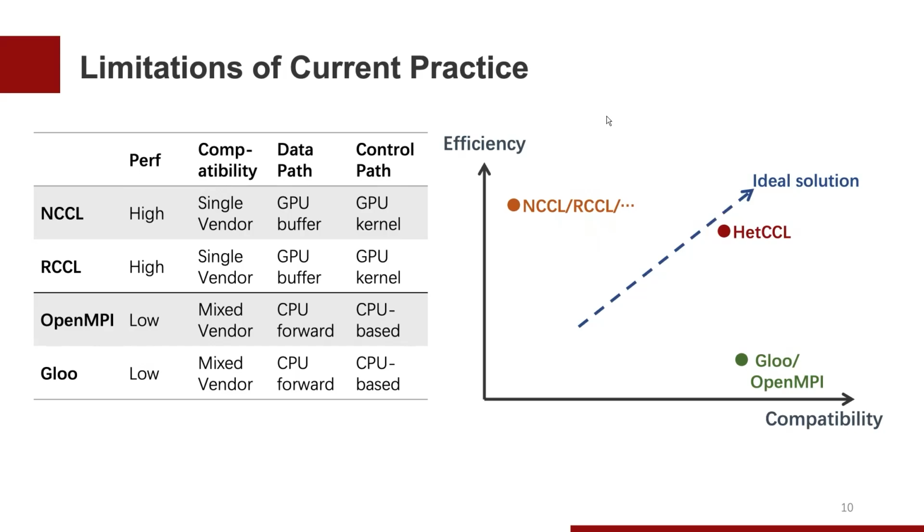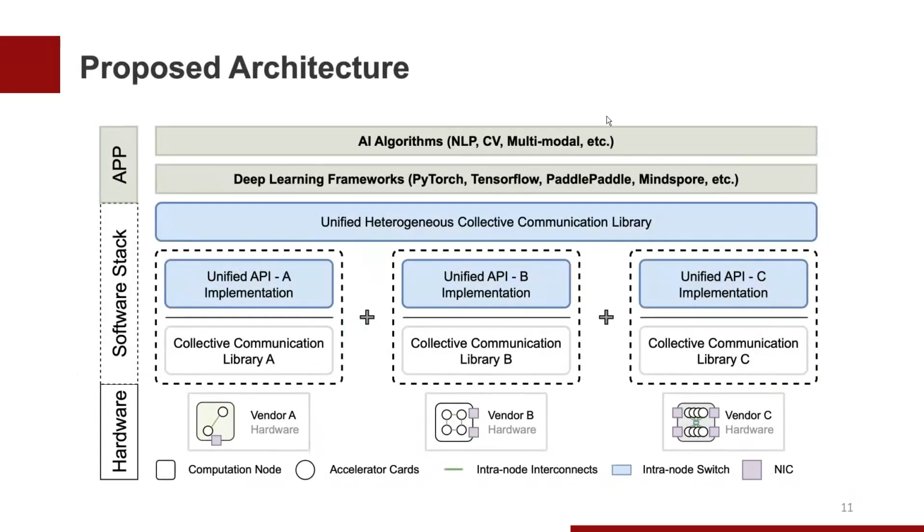HAT-CCL. It can achieve both high efficiency and compatibility. And here is a high-level view of our architecture. Clearly, we are adding a new layer on top of the existing software stack, as I show here. We want to provide unified APIs to existing collective communication libraries, and we aim to achieve three goals.